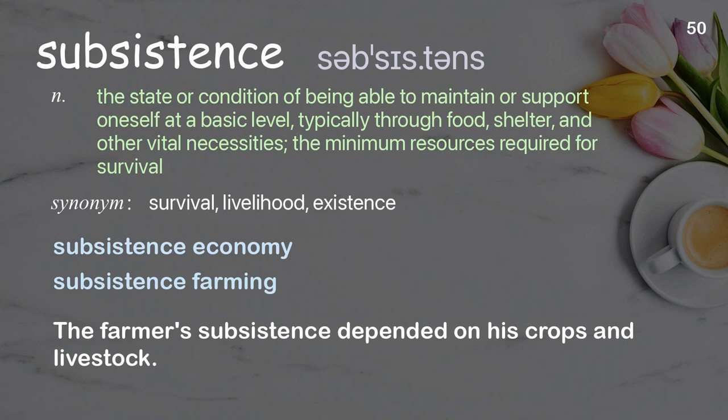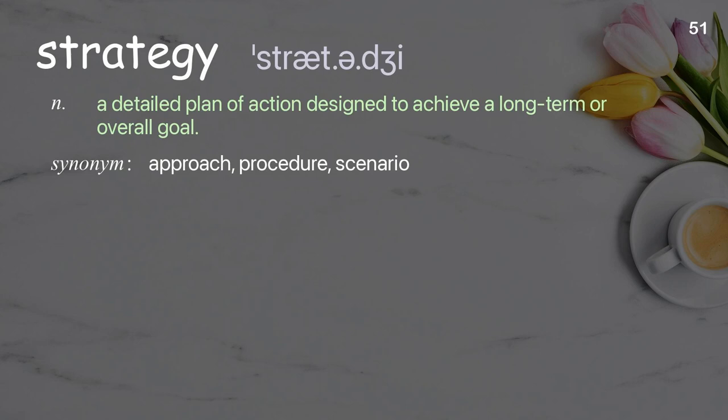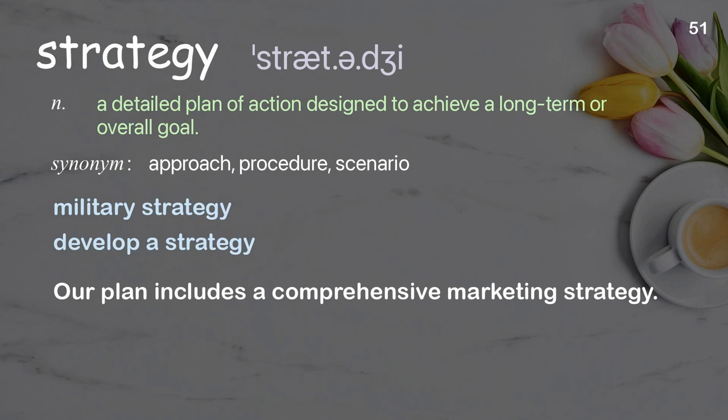Strategy: a detailed plan of action designed to achieve a long-term or overall goal. Examples: military strategy, develop a strategy. Our plan includes a comprehensive marketing strategy.